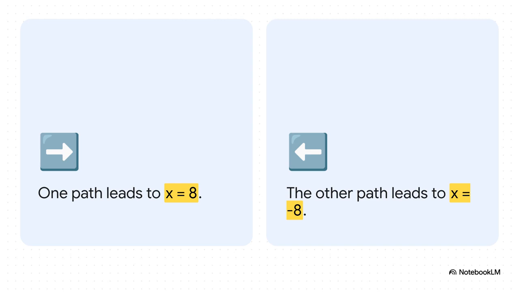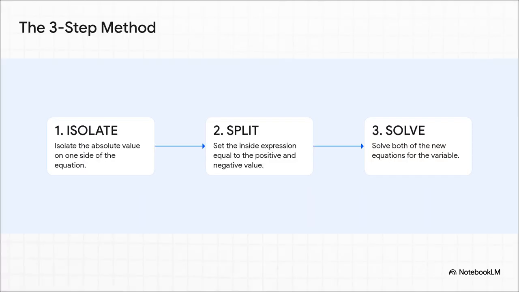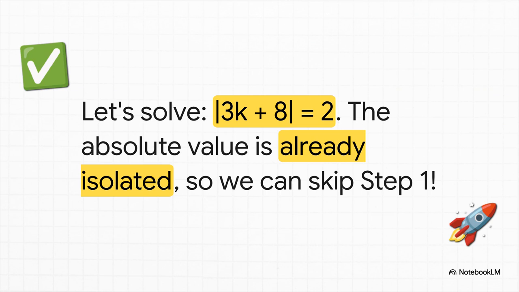This is the big takeaway, the crucial point. An absolute value equation almost always splits open into 2 separate paths, giving us 2 possible solutions we need to track down. This whole idea leads us to a simple 3-step method that you can use every single time. Step 1, you have to isolate the absolute value part of the equation, get it all by itself. Step 2, you split it into those 2 paths we were just talking about. And finally, step 3, you solve both of those new, simpler equations. Just burn it into your brain. Isolate, split, solve.